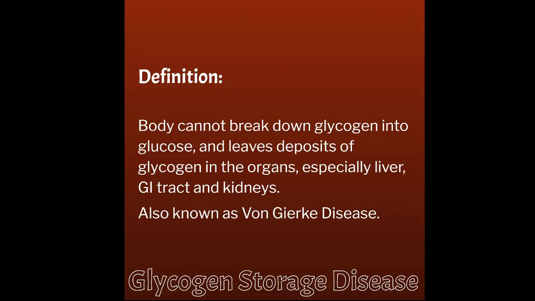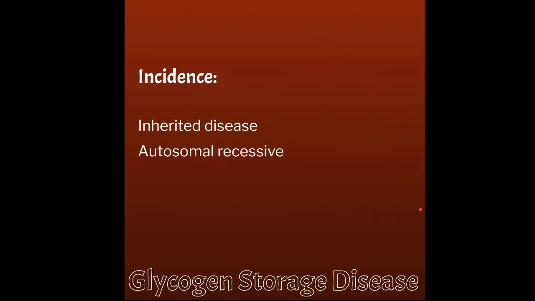So glycogen storage disease comes in multiple variations. The most common is glycogen storage disease number 1, which is also known as von Gierke disease. So remember that von Gierke disease is equated to glycogen storage disease. Those who are more likely to get glycogen storage disease are typically going to be of the inherited variant. You can spontaneously have it, but it is more likely going to be inherited. And it is an autosomal recessive disease.